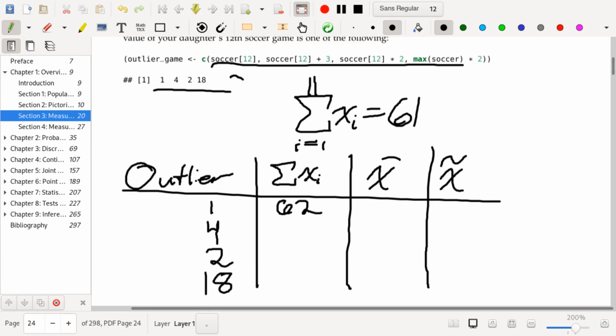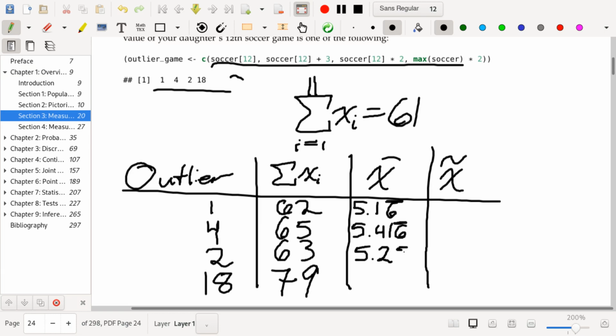If her 12th game is 1, then it adds up to 62. If her 12th game is 4, it adds up to 65. If her 12th game is 2, the cumulative score is going to be not 62, but 63. And if it's 18, they all add up to 79. Then we're going to take these sums and divide them by 12. In the end, in the first case, we get a sample mean of 5.16. In the second case, we get a sample mean of 5.416 repeating. In the third case, we get 5.25. And in the fourth case, we get 6.58, which is much different from what we had before.